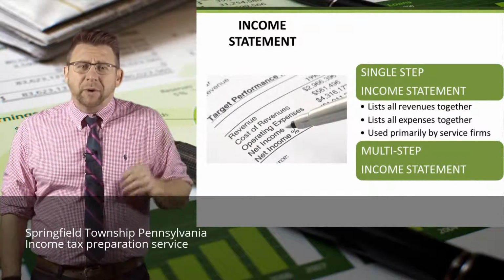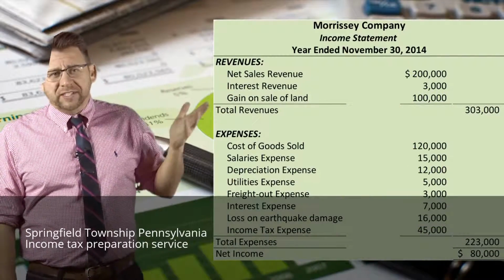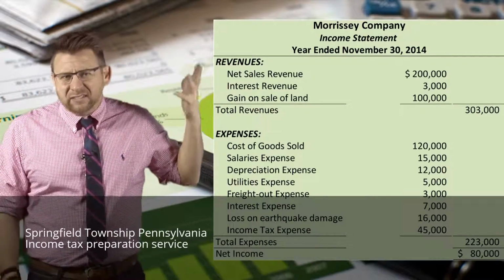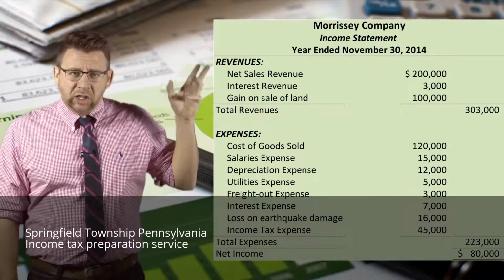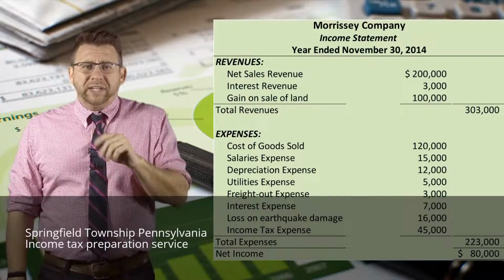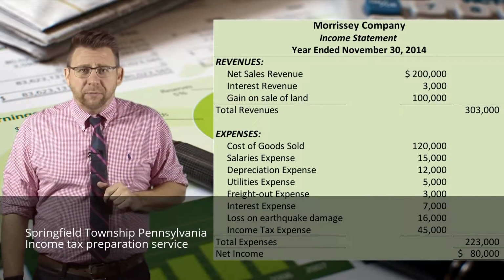This format is primarily used by service firms. Here's an example of a single-step income statement. You can see that revenues and gains, which we'll learn about later, are all listed together. Same with expenses. Let me point out one area of the presentation that some students struggle with.